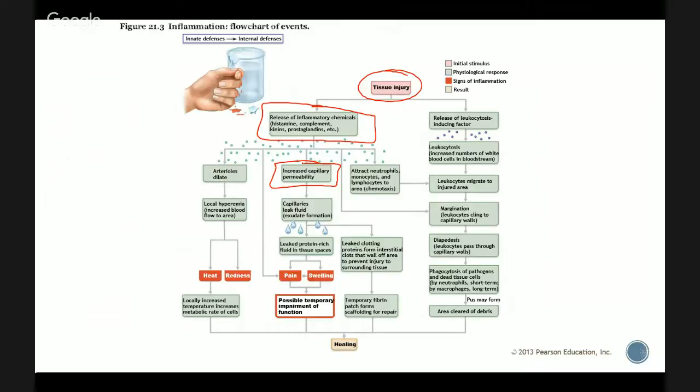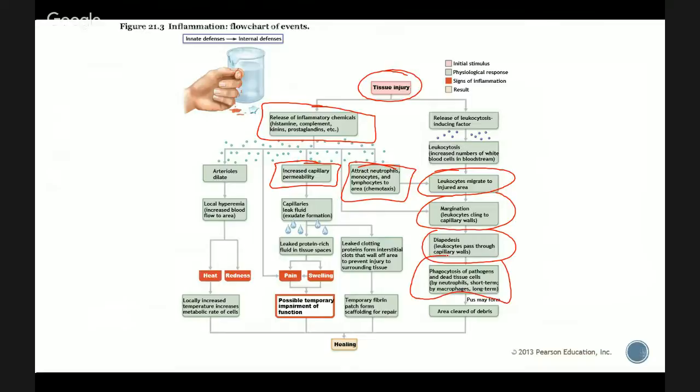So then it allows things like the neutrophils and the monocytes and the lymphocytes to make their way through those slots. So the leukocytes are going to migrate, and then they're going to cling to the walls, and then they're going to pass through the walls, and then they're going to start to perform their phagocytosis.